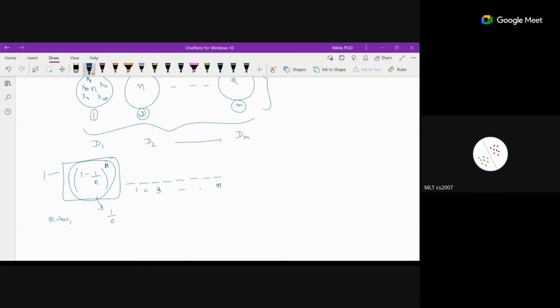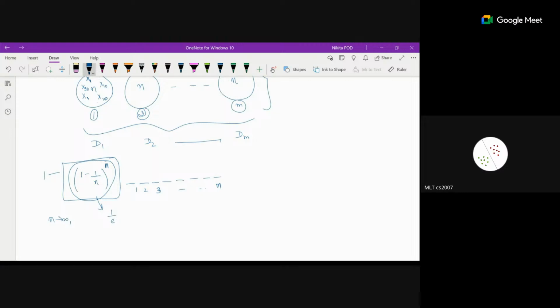Assume that we know this: for large enough n, this tends to 1 upon e. You must have seen this when you're doing some sequences and series. So this is quite popular. So if n tends to infinity, then this goes to 1 upon e.